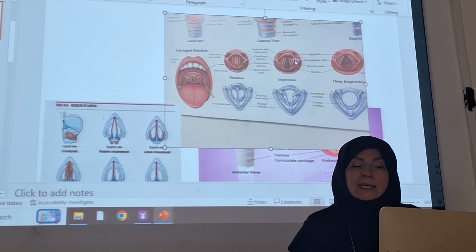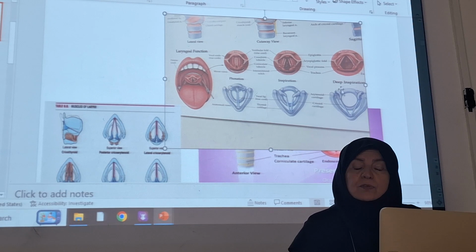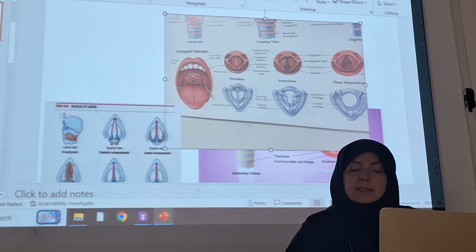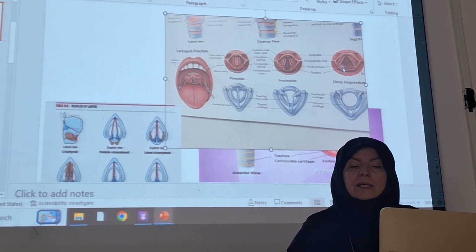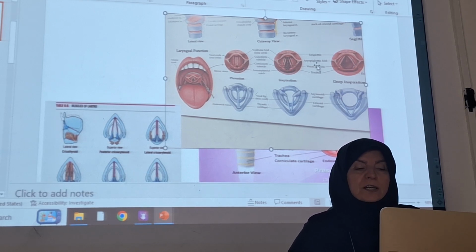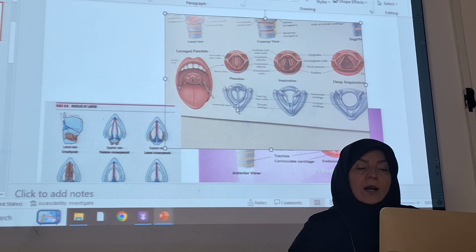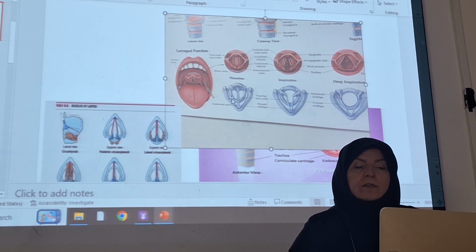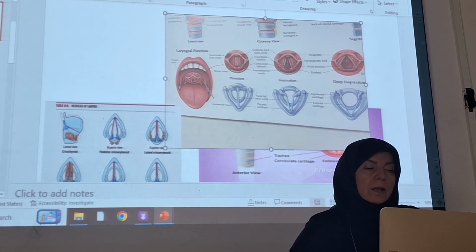During breathing, they are far from each other. During strong breathing, deep inspiration, what happened? The inlet is going to get larger. So during deep inspiration, during normal inspiration, during speaking, both ligaments of the vocal cord are coming near the midline.